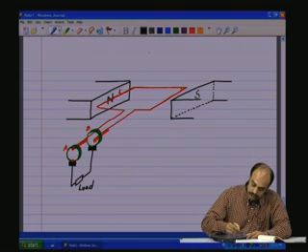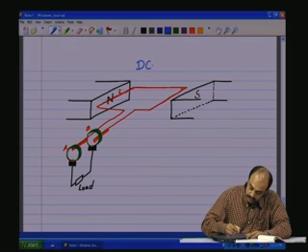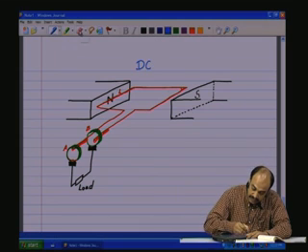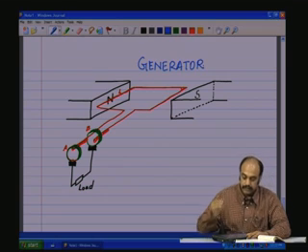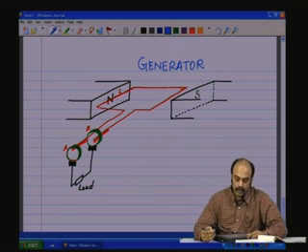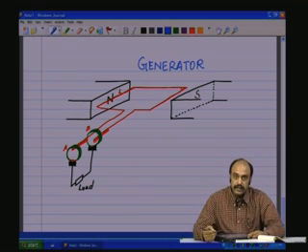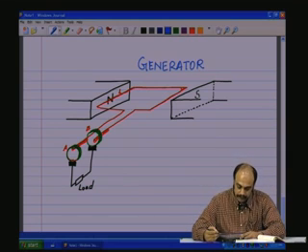We have a very simple generator, not a DC, a general generator, which generates AC signal. Okay, let us look at the operation of this one.